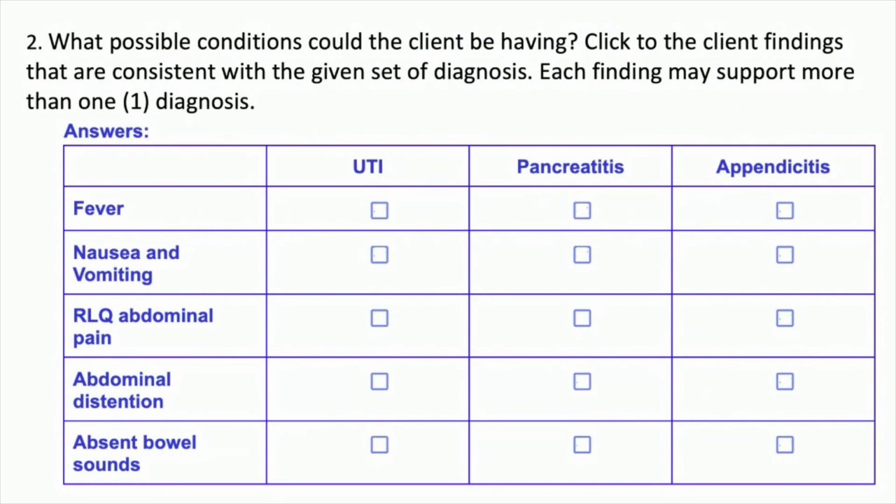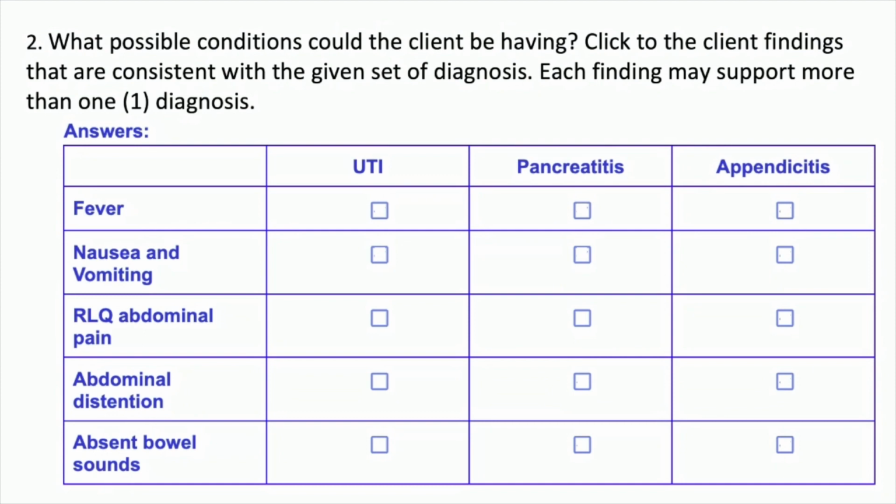Thinking about the patient that we saw here, what possible conditions could the client be having? And this presentation is going to be a multiple response matrix. All right. So you're going to have columns here and you are going to have to click. It says click to indicate the client findings that are consistent with a given set of diagnoses. So each finding may support more than one diagnosis. So this is very important in analyzing the cues.